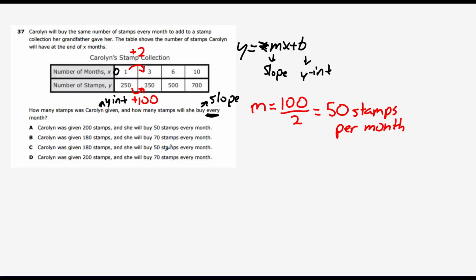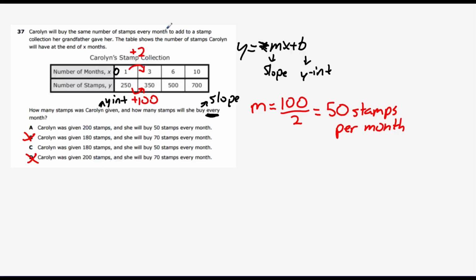Okay, and that narrows it down, right? That gets rid of B, that gets rid of D. Now we just need to know, did she start at 180 or 200? And we can use a little bit of common sense. If we look, 250, 350, 500, 700, those are all multiples of 50, so it's probably going to be 200.